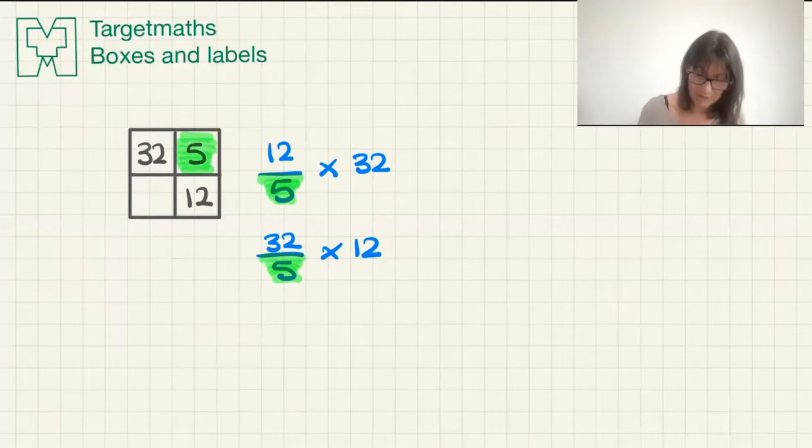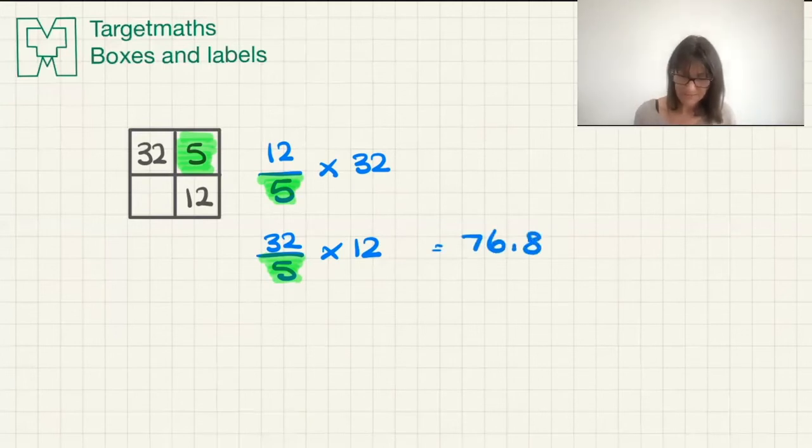And I've got the answer, 76.8. Okay. 76.8 is the missing number here. And it is the answer to whatever question those numbers came from. All right. So let's have a little look.